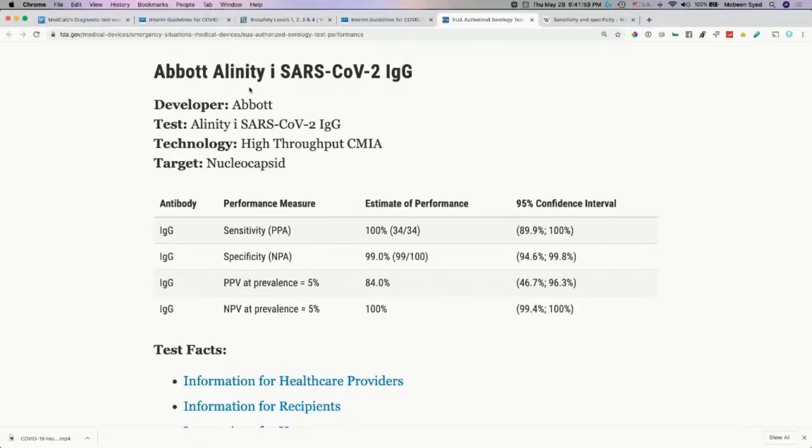So this is an Abbott Alinity iSARS-CoV-2 IgG test. So that is number one. Number two, look at the target of this test. So whenever you are going to look at the tests, this is something that is going to be important.